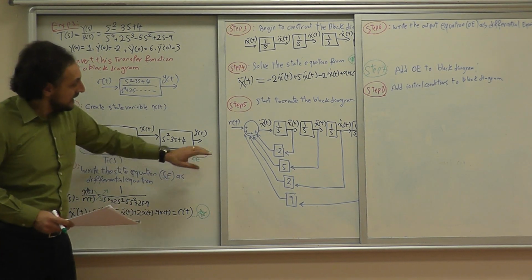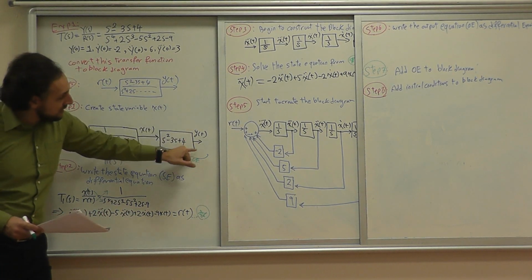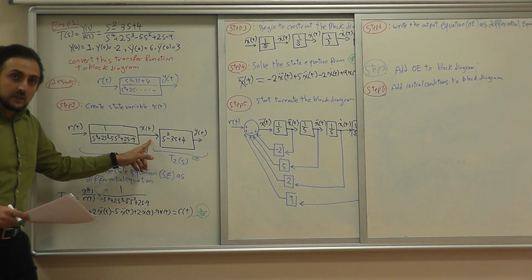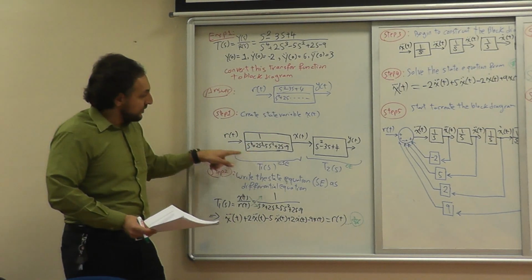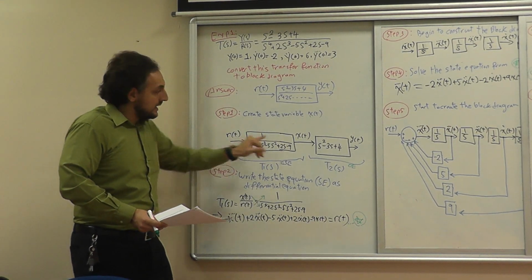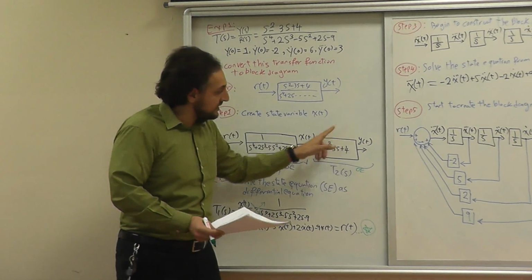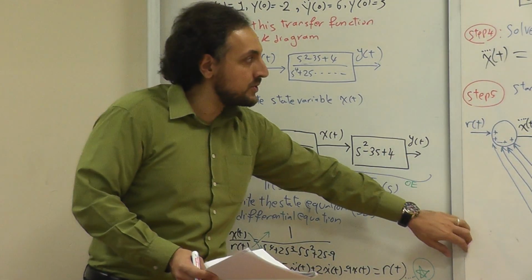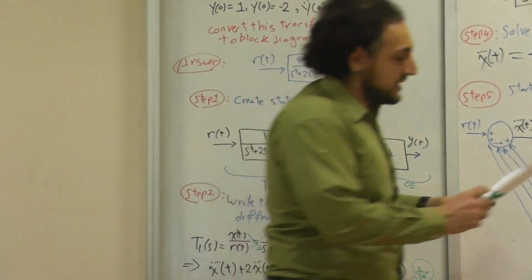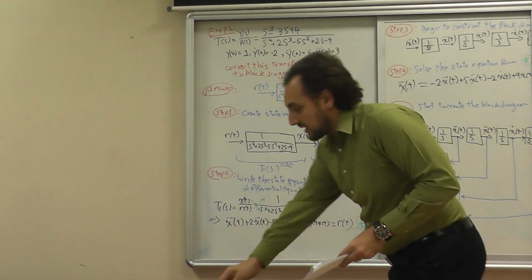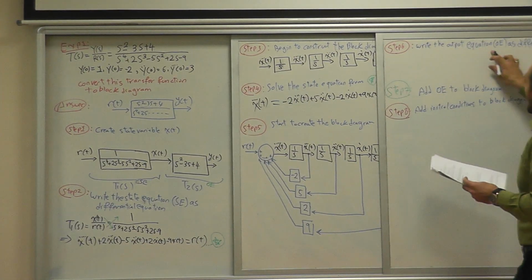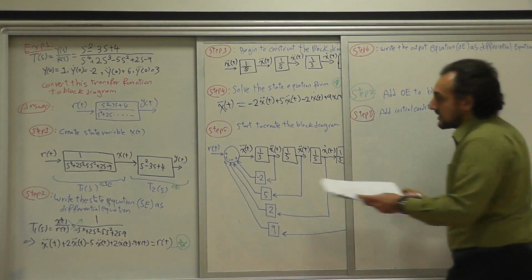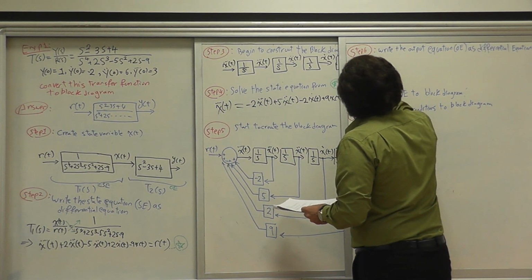Output equation. So here, this block. Here are outputs, inputs now, and this is output. Look, it has become different. For that one, input is R, output is X. But for this one, input is X and output is Y. So let me write it here in black color. I will write the output equation as a differential equation. Let me write it.